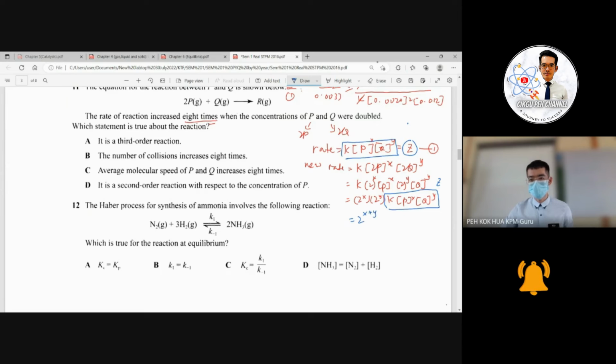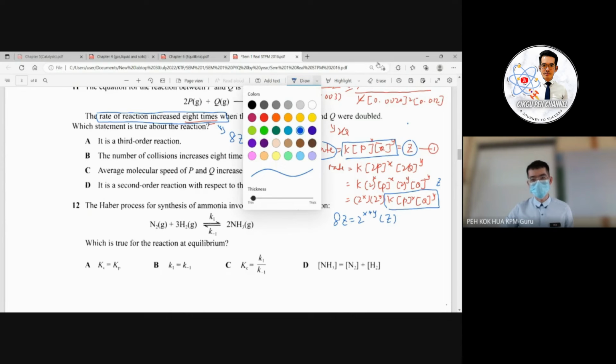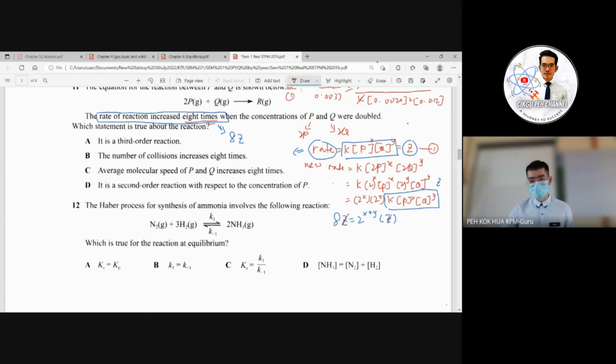2X plus Y, Z. From the question given, the rate of the reaction increased 8 times. Just now we know that the rate will be Z already, so the new reaction rate will be 8 times Z, which is XZ. So we cancel out and we get 2^Q equal to X plus Y. From here we know X plus Y equal to 3, so this will be third order.